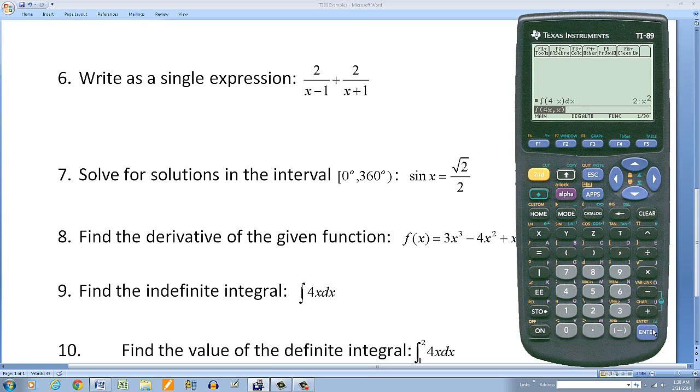and I get 2x squared. Now actually the answer is 2x squared plus a constant. So if you were going to work this on an actual homework or test, the answer would actually be 2x squared, and you would put plus c or plus k. But pretty much it gives you the answer, 2x squared. Clear.